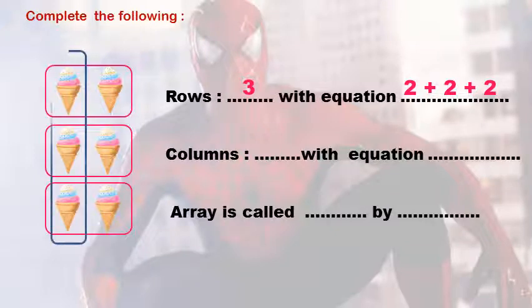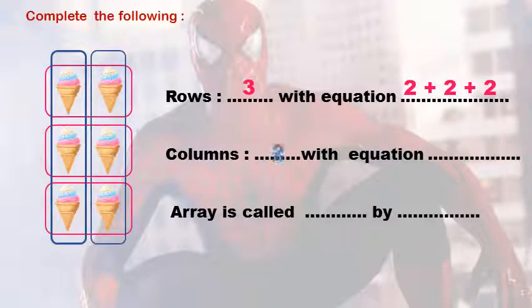What about the columns? How many columns do we have here? We have 1, 2. We have 2 columns with how many ice creams inside? With 3. So 3 is going to be repeated 2 times. We are going to say 3 plus 3. Then we are going to put the array equation. The array starting from the rows, we are going to say 3 by 2. This is the name of the array.